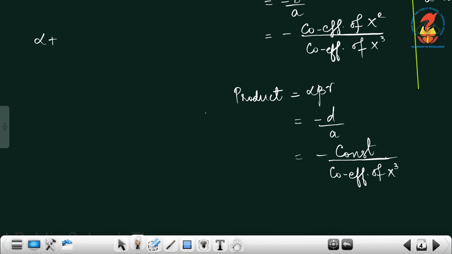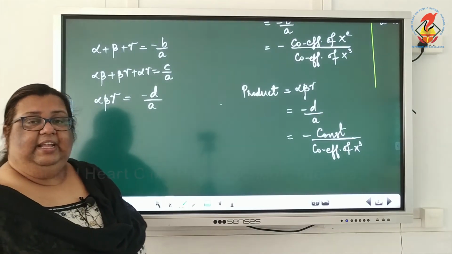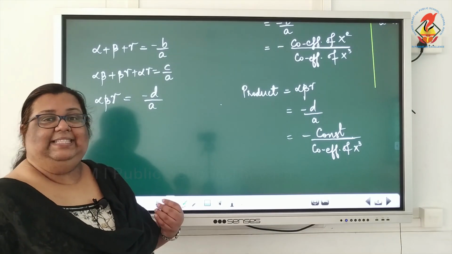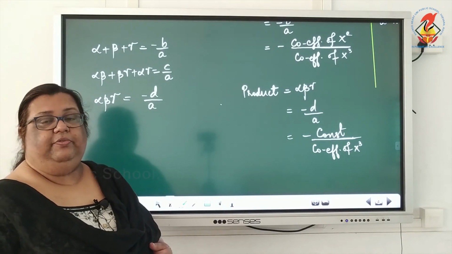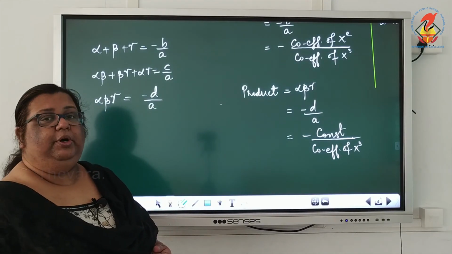So, the sum of the zeros of a cubic polynomial is the same as minus b by a. Then, the sum of the products of the zeros taken 2 at a time is equal to c by a, and the product of the zeros alpha, beta, gamma is equal to minus d by a. So, these are the relationships between the zeros and the coefficients of the polynomials. Okay? Please write it down in your notebook and learn it.